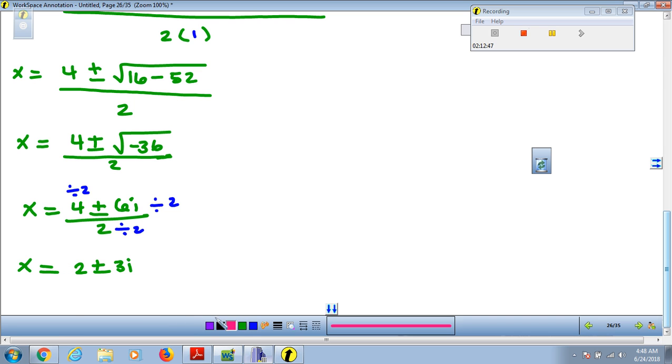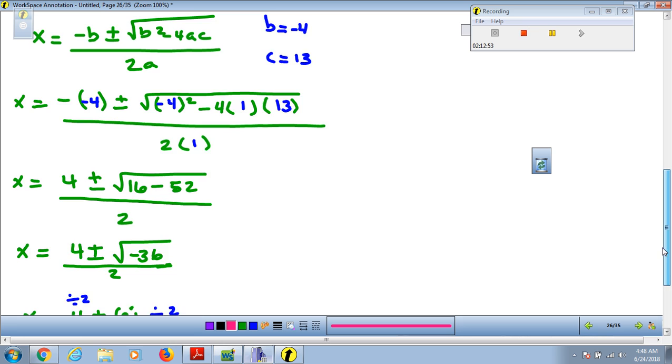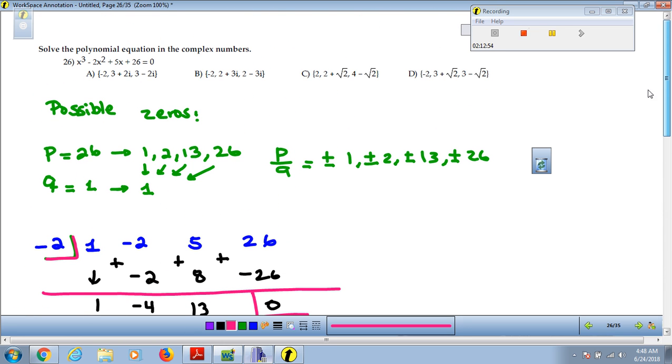So then these are my two complex numbers that I was looking for. 2 plus 3i, 2 minus 3i. So it's letter B. The -2 that I had found when I did the synthetic division for the first time, 2 plus 3i and 2 minus 3i.